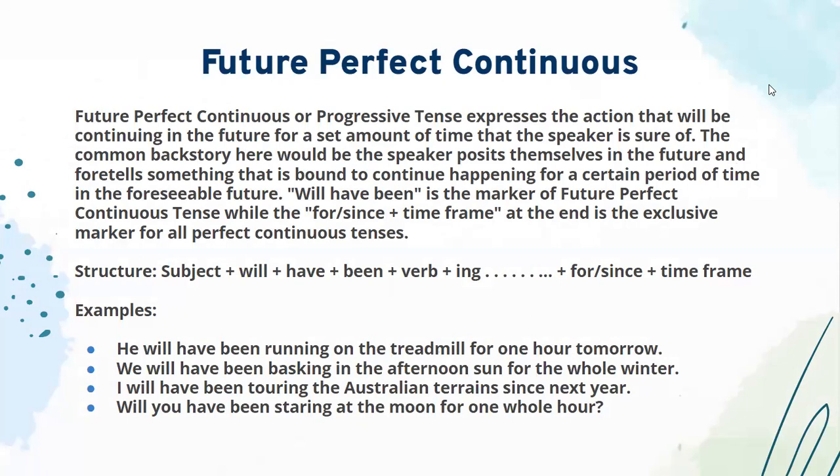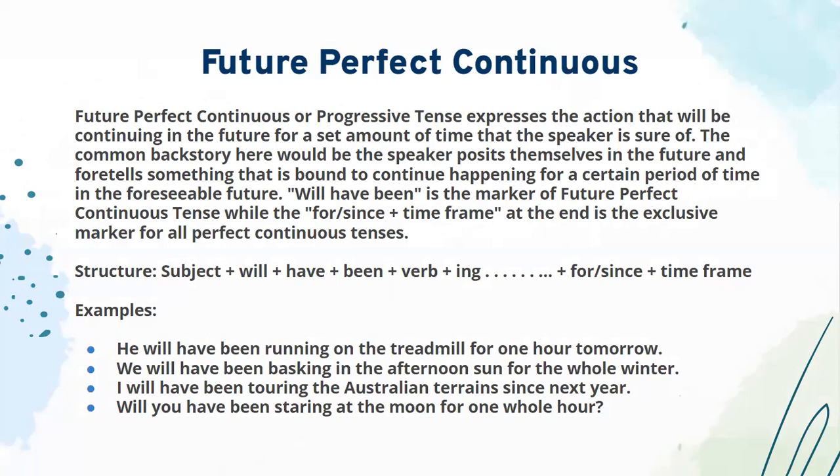For future perfect continuous or progressive tense, this expresses the action that will be continuing in the future for a set amount of time the speaker is sure of. By the way, future perfect continuous we also call progressive tense.